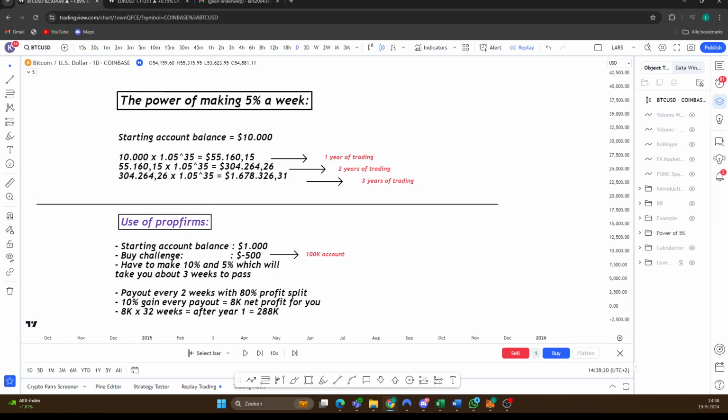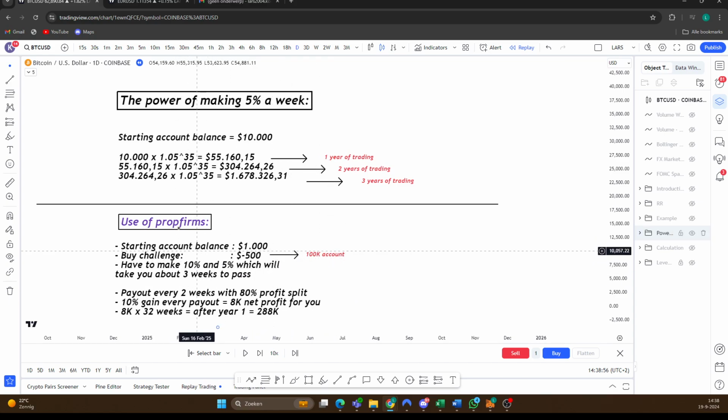Now, these calculations are based on you only using your own capital. Okay? However, if you're starting out with a smaller starting capital, I suggest you use prop firms to build up your starting capital and then you ditch them again because they are riskier with payout denials and all that stuff. But let's say you have $1,000 as a starting account balance. Now, you buy a challenge of a prop firm, which will be around $500 if you want a 100K account. And in order to get the account, you have to pass 2 phases.